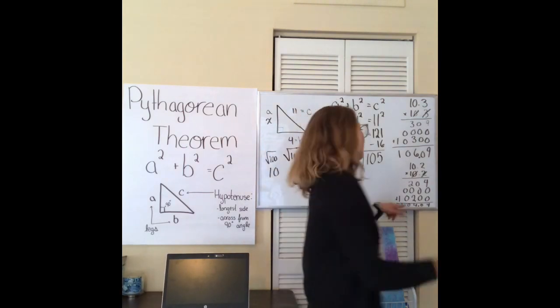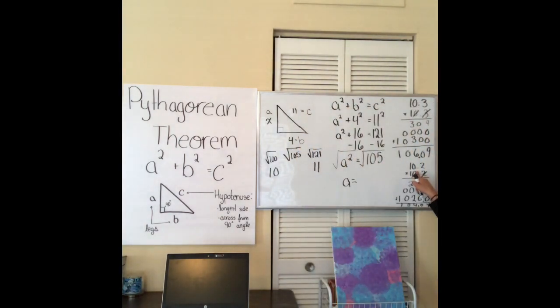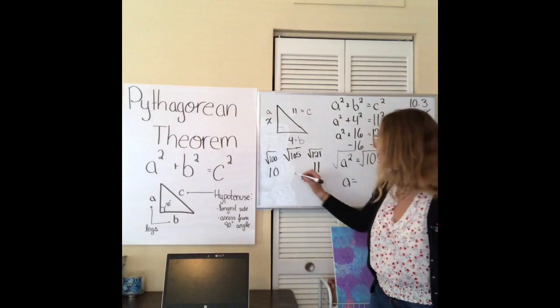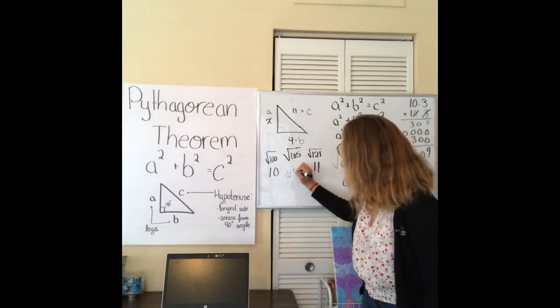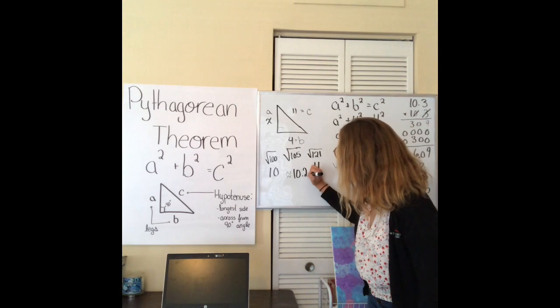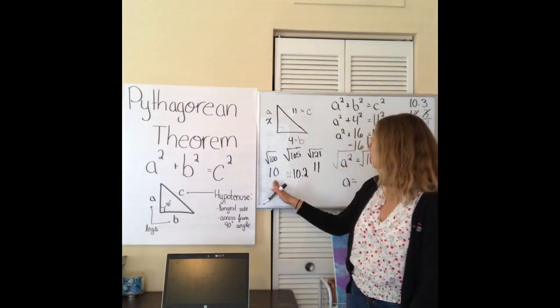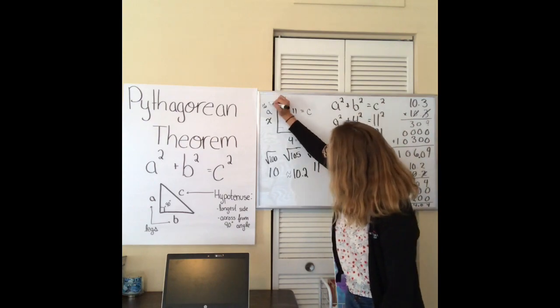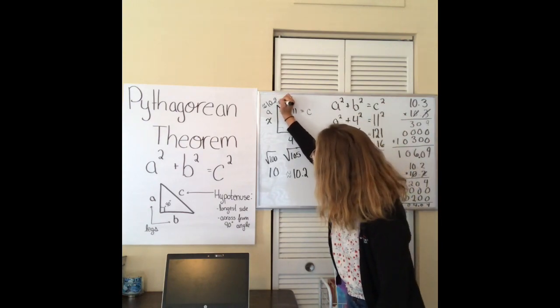So my answer is 10.2. So the square root of 105 is approximately 10.2, which is a number in between 10 and 11. So this value right here is approximately 10.2.